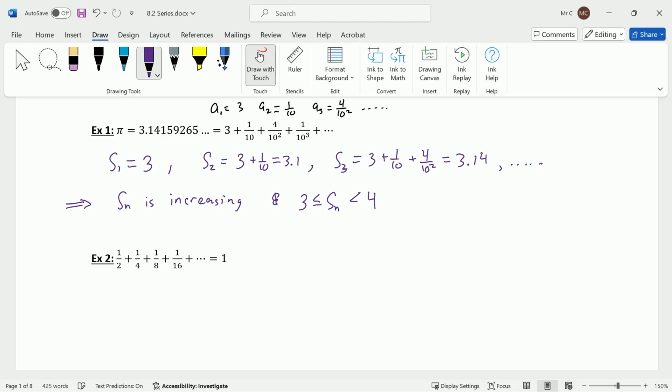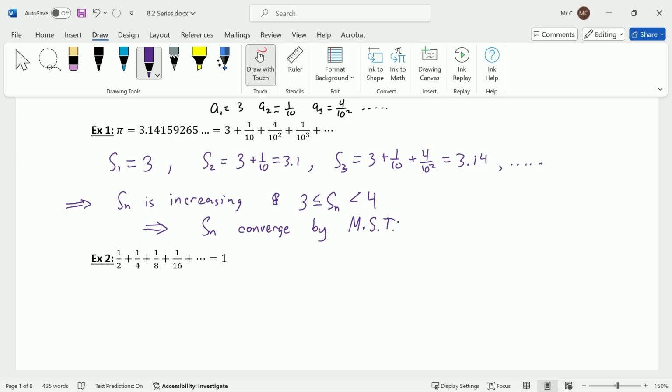We're never going to add up enough to get to even 3.15, of course, but it's sufficient just to find some bound to say, hey, now we know this thing is increasing and bounded, and that implies that the partial sums converge by the monotonic sequence theorem.